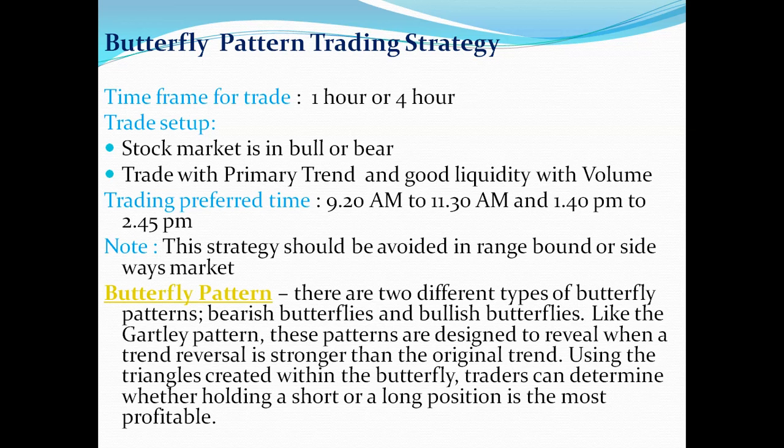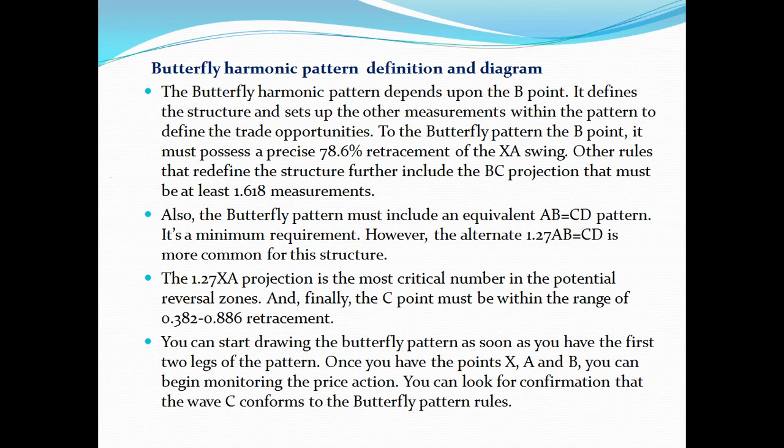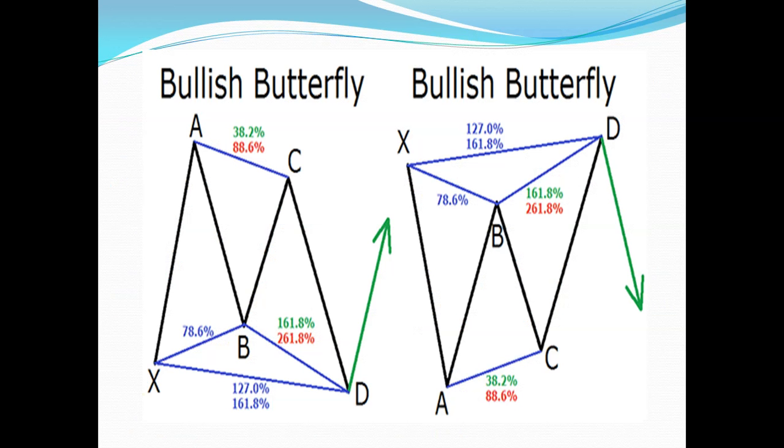So there are two kinds of butterfly pattern. One is a bearish butterfly, another is a bullish butterfly. So using the triangles created within the butterfly, a trader can determine whether holding a short or long position is more profitable. Butterfly harmonic pattern definition and the diagram. You can see the diagram of bullish butterfly and bearish butterfly.